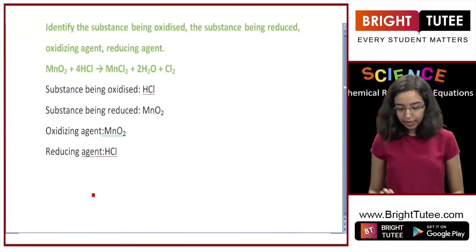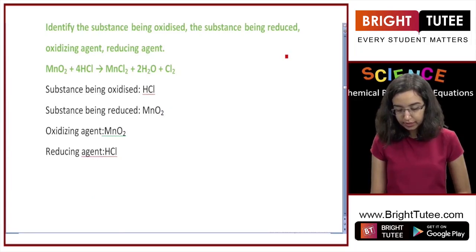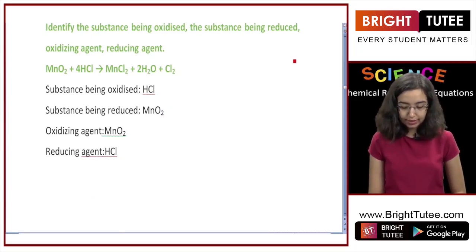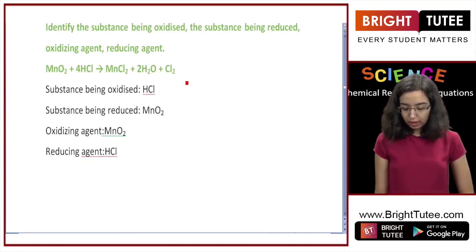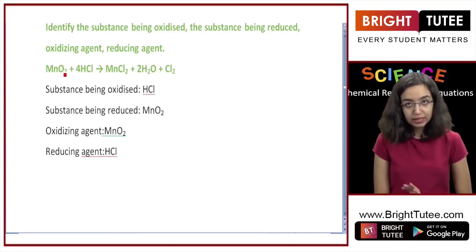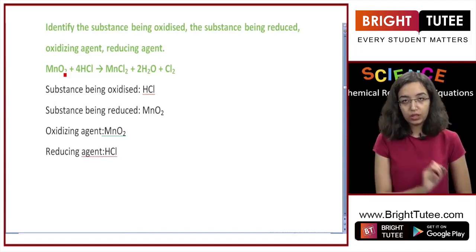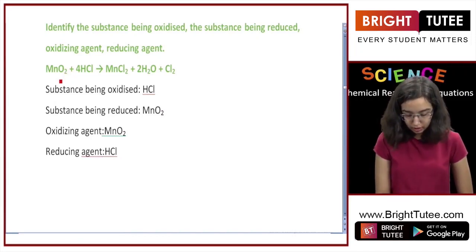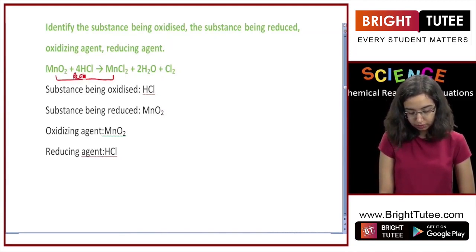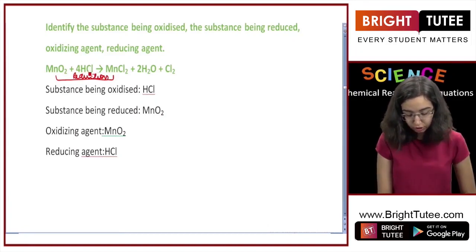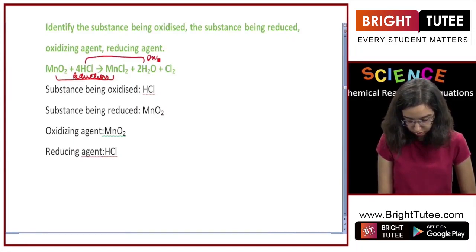The next question is to identify the substance being oxidized, the substance being reduced, the oxidizing agent and the reducing agent in this equation. So let's see here. First let's start by making our simple lines to see which substance is getting reduced and oxidized. This has oxygen, now it does not. This is reduction. This had hydrogen. So this hydrogen did not have oxygen, but now it does. So this is oxidation.